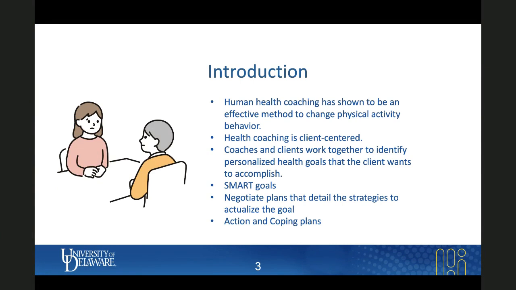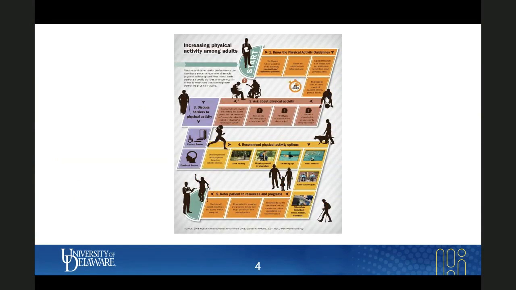So this might be a goal, and then the participants or clients come up with action and coping plans. The action plan would be, I would exercise at 9 a.m. in the morning on Mondays, Wednesdays, and Fridays. And a coping plan would be something like, if I miss one of those slots, I'm going to reschedule it to probably a Thursday at 10 p.m. or something like that.